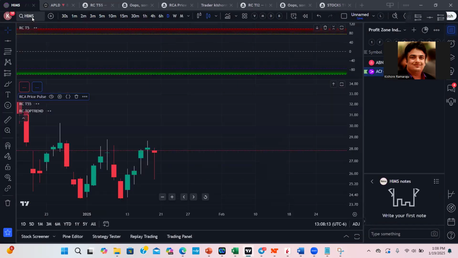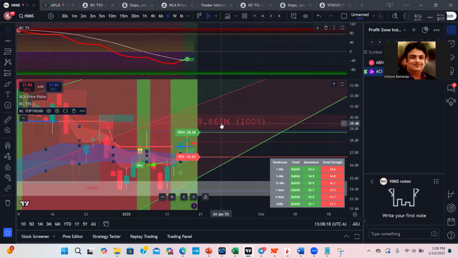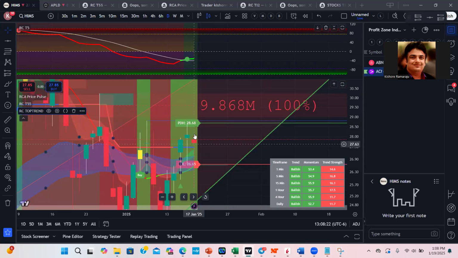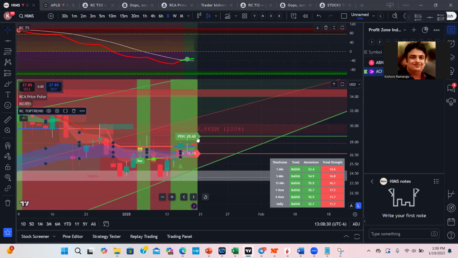HIMS, there is a huge sell order block here. So it may go a little bit up, but again touch that and then again drop. So it is only if it breaks out this price. If it goes above this, then it can go all the way to $34. But as of now, it is still looking bearish.